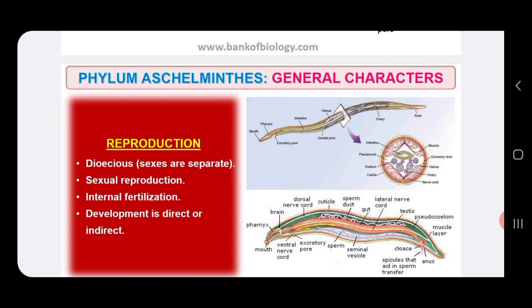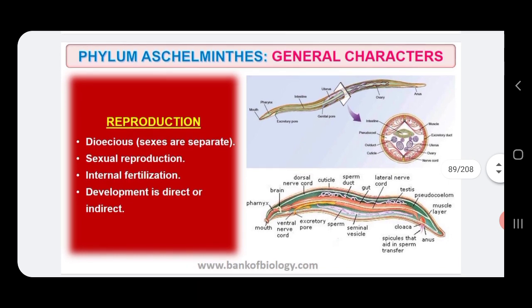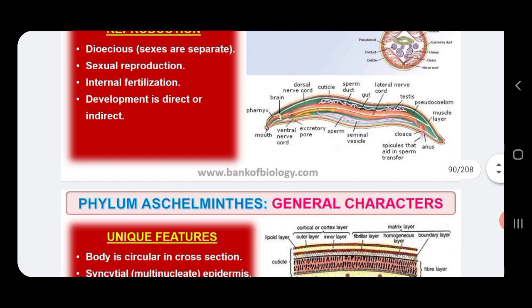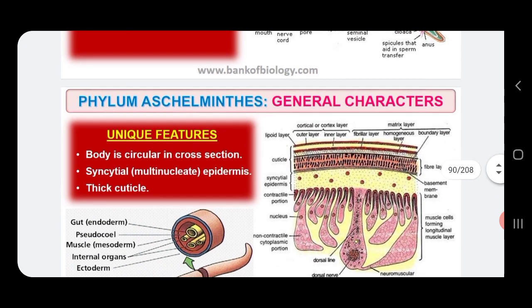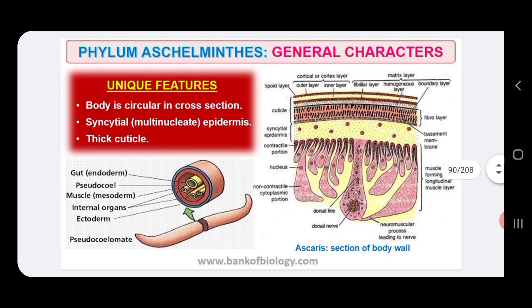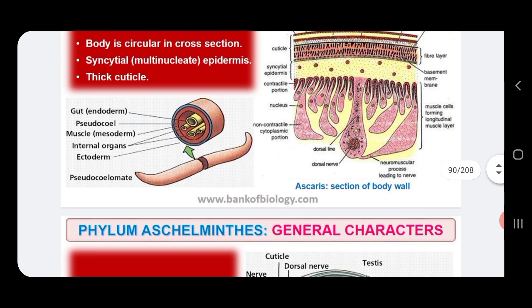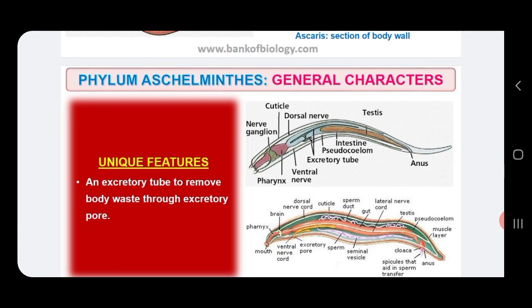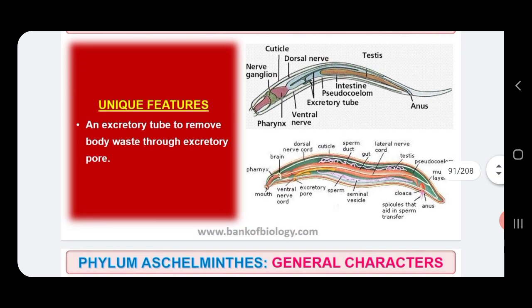And the males are provided with copulatory organs. Okay, so this is about the general features. Coming to the unique features of phylum Aschelminthes. The first character is the body is circular in cross section. Then syncytial epidermis, that is multinucleate epidermis. They have a thick cuticle, that is another feature. Then a unique feature is the excretory tube, which removes body waste through the excretory pore.